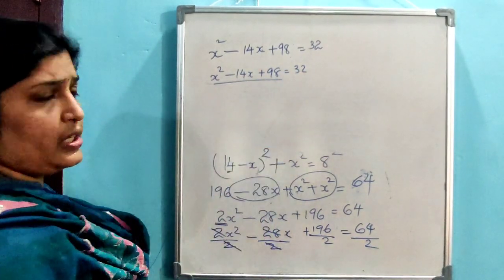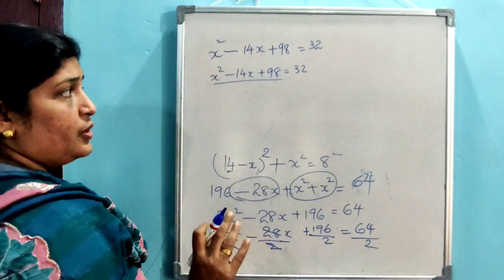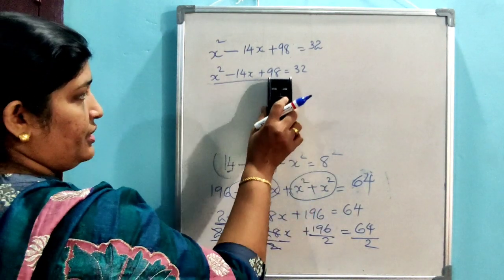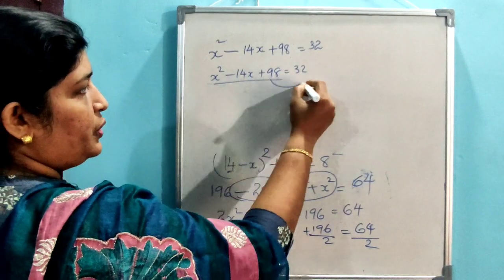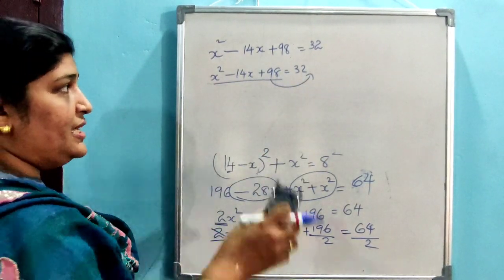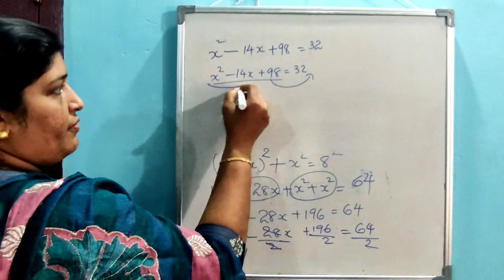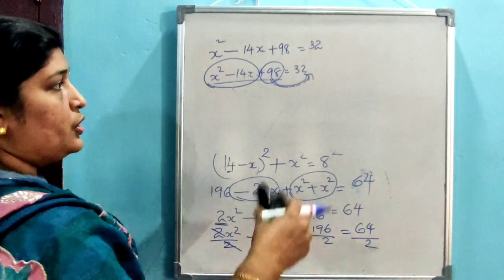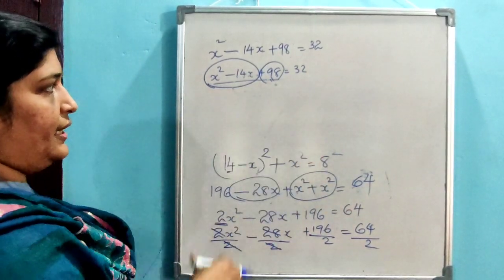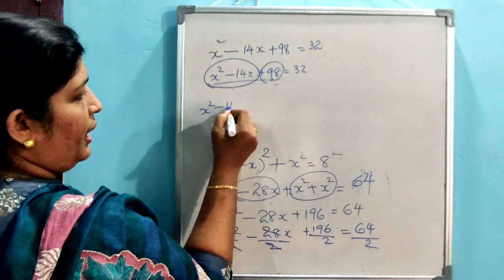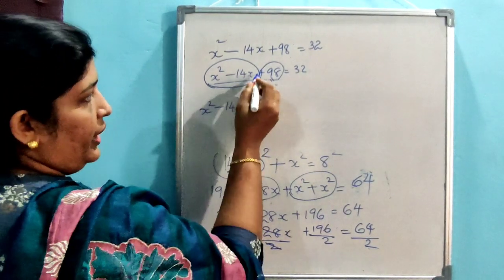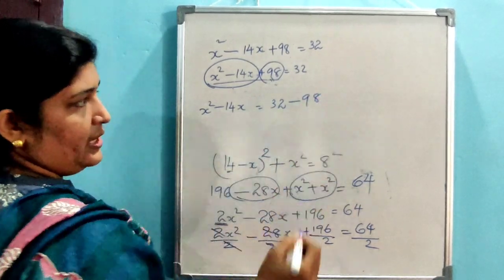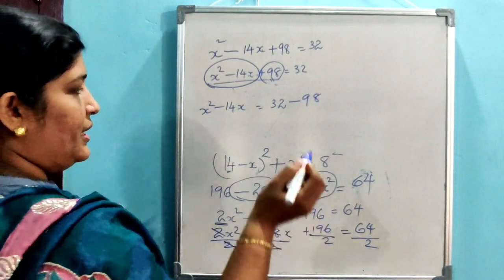But this part is not a perfect square, right? So if we need to apply the square completion method, first we move this 98 to the other side. That means the variables are only on one side and the numbers only on the other side. So move this 98 to the other side. Then we have here x square minus 14x. Move this 98 to that side, then 32 minus 98.